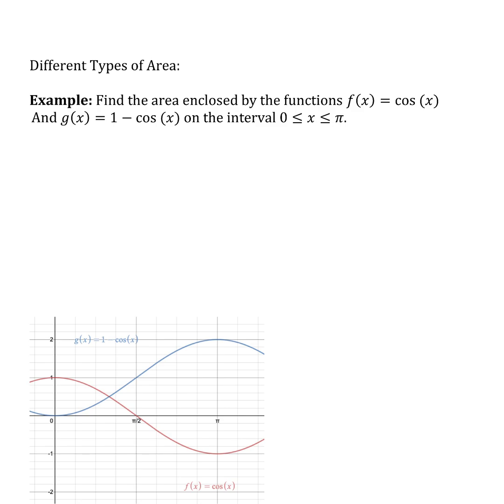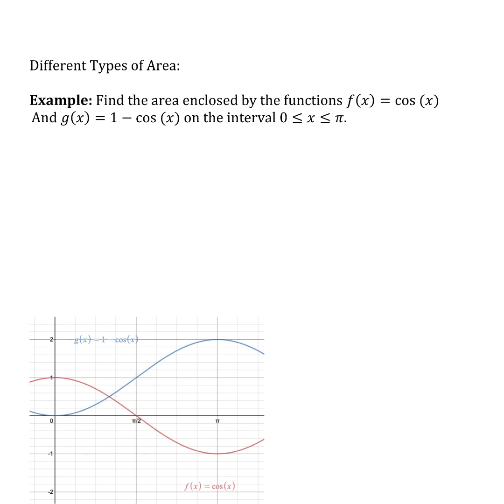So now we want to take a quick look at some different types of areas between two functions that we might run into in this section. So first off, we've got two functions, cosine of x and 1 minus cosine of x, and we want to look at them from the interval 0 to pi.